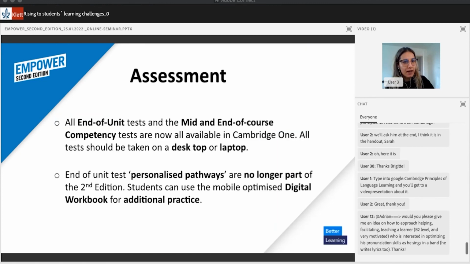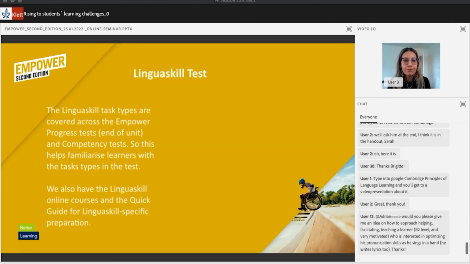The assessment part, I think I mentioned this, has to be taken on a laptop or a desktop. So now with the second edition, when they do their tests, depending on their scores, they will be redirected to the activities they will need to complete to make up for a low score, or for something that they have not done so well at, that they have not completed with a good score.